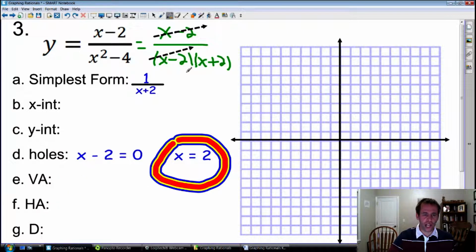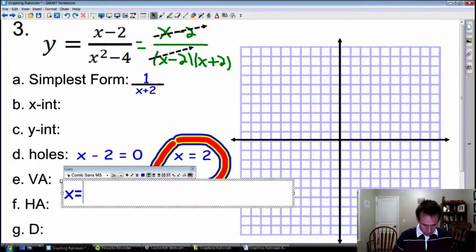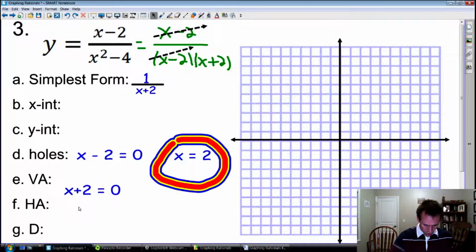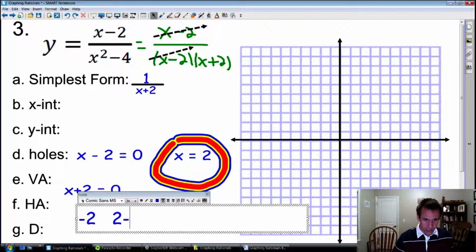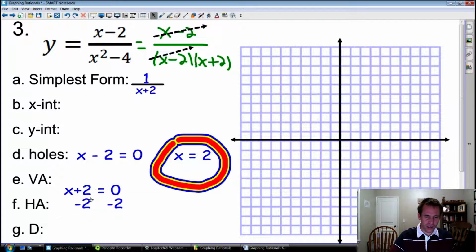Now our vertical asymptote is the other part here. And so x plus 2. So what makes that undefined? Down here, the simplest form. We could set it equal to 0 if we wanted to. That would help us out there. So we'll go x plus 2 equals 0. And so we're going to minus 2 to both sides. When we minus 2 to both sides, the 2's go away on this side, leaving us with just x is equal to negative 2.